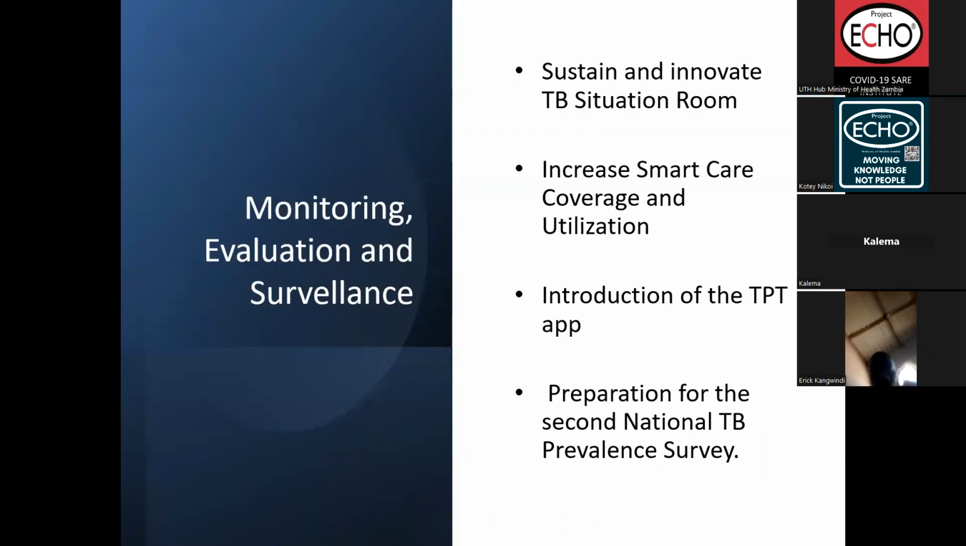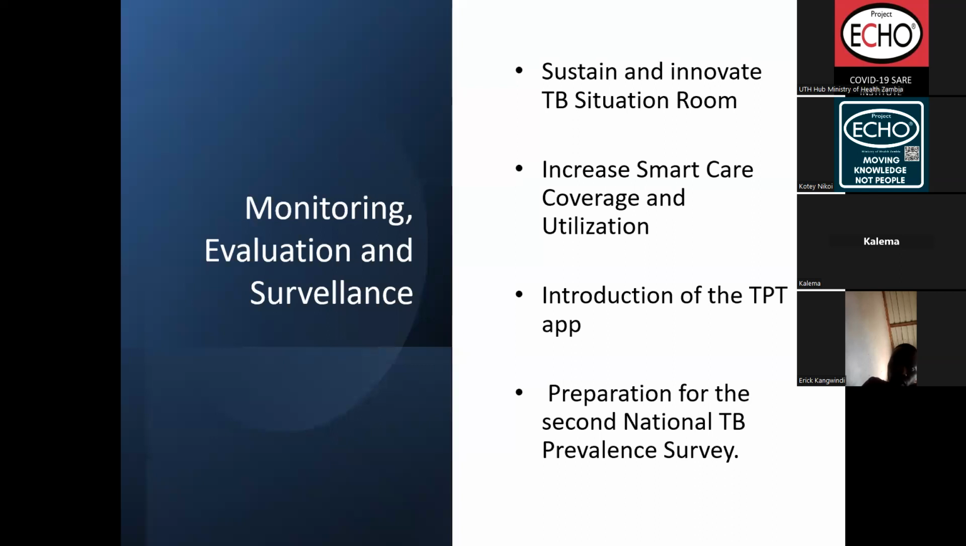M&E, without it, we are bound to fail as a program. So we need to sustain initiatives that we've seen work, like the TB situation room. SmartCare coverage, as I mentioned, becomes cardinal as we are looking for patient level data. Currently, we have a lot of aggregate data that cannot inform us much about what is happening with the patient, but is only giving us a glimpse. So it remains a priority to be implemented this year, the coverage for SmartCare.